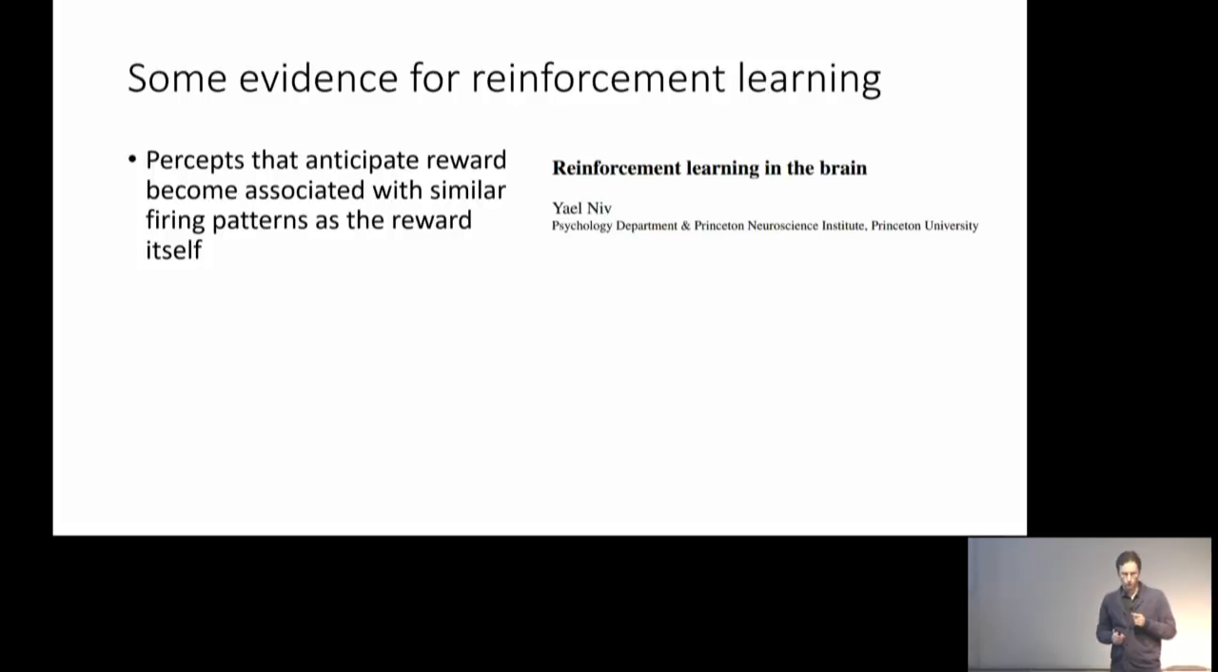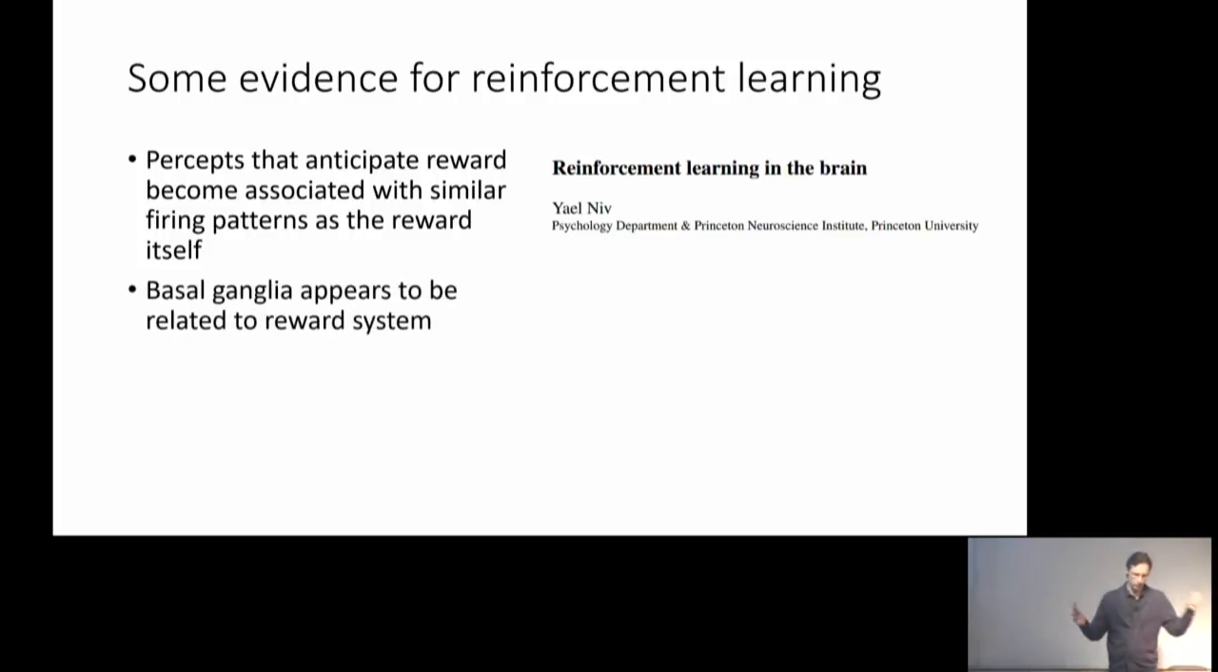Percepts that anticipate reward become associated with similar firing patterns as the reward itself. So that means that if you see something and you learn that this particular signal always precedes some reward, then you associate that signal itself with reward, which looks an awful lot like something called a Bellman backup, which we'll study later on in the class when we talk about value functions.